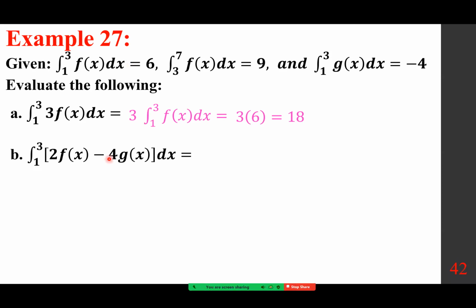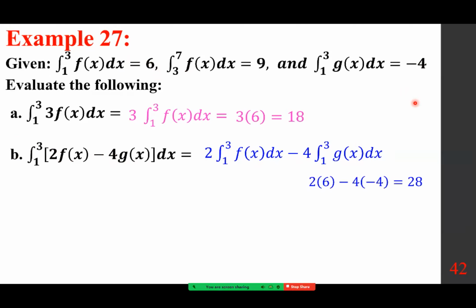Next, 2f of x minus 4g of x. So take the 2 out, take the 4 out, and rewrite it in the following manner. We know this one is 6, replace it, minus 4. We know this one is negative 4, replace it. So 2 times 6 minus 4 times minus 4, and of course that's 12 and 16, which is 28.